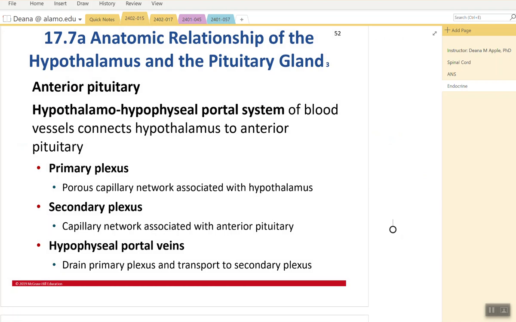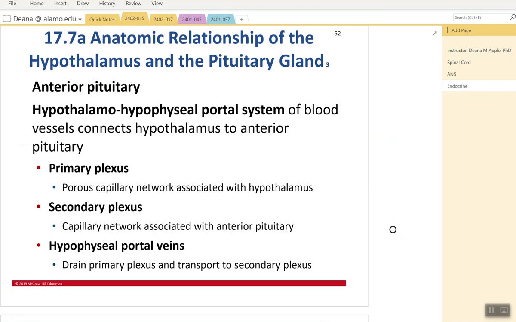Okay, so it's the posterior pituitary. The anterior pituitary contains the hypothalamo-hypophyseal portal system. This is the blood vessel network that allows us to dump these hormones into the bloodstream. You have primary and secondary plexuses. The primary plexus is associated with the hypothalamus, and the secondary is associated with the anterior pituitary. And the portal veins will drain the primary plexus and transport to the secondary plexus.